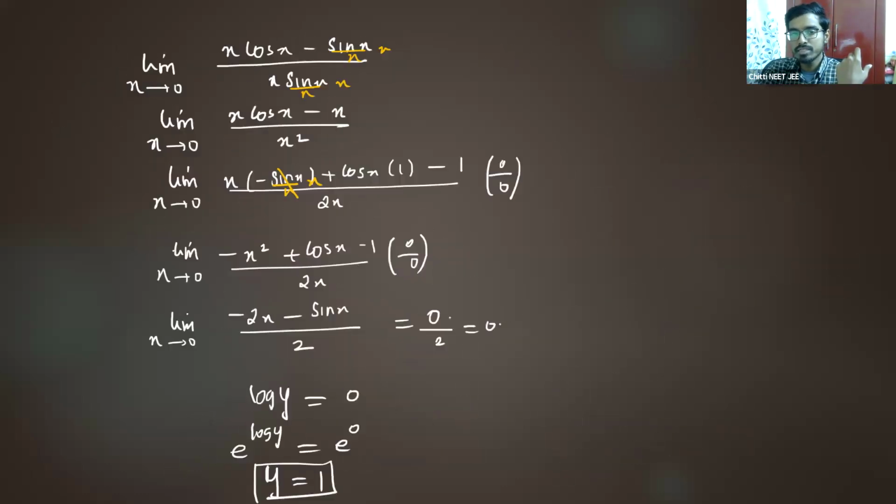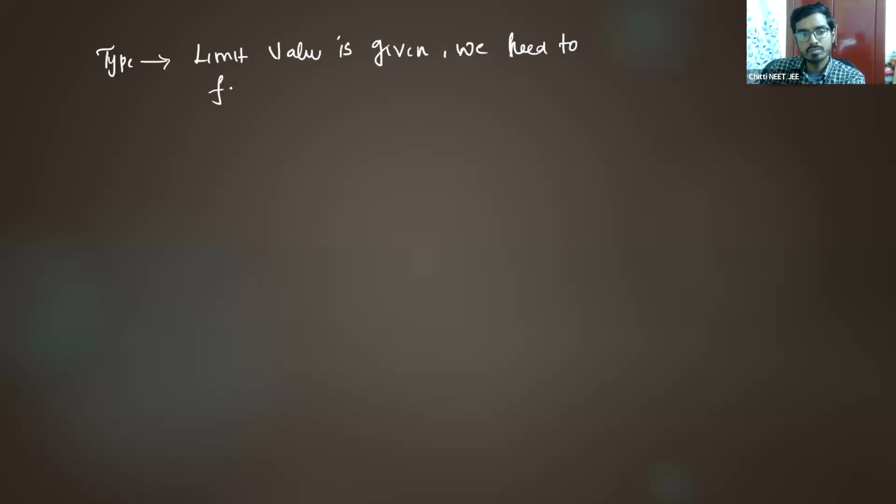Okay. Now the last topic that can be asked in limit is, so the next type is, see, the question will be like, limit value is given, we need to find unknowns. This can be done in two ways. I'll teach you both the ways, but I suggest the best way is using Maclaurin series.